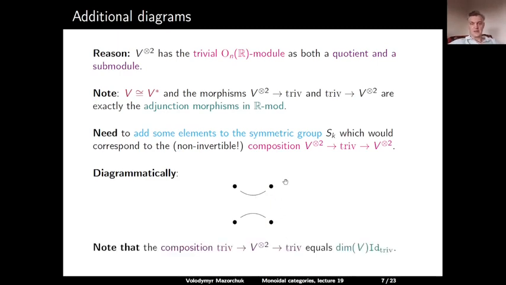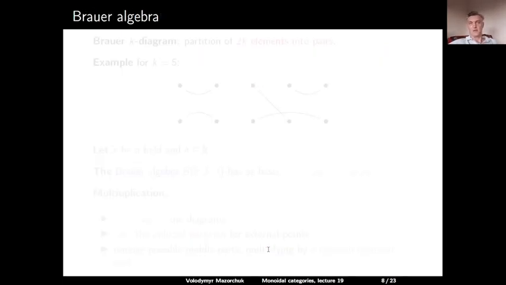It is also quite interesting to note that the other composition, if you go from the trivial module to V squared and then come back to the trivial module, then from the formulas of how adjunction morphisms in R-mod work, this composition equals the identity on the trivial module times the dimension of our vector space V. And this information we can use to define our new centralizer, which will be given by the so-called Brauer algebra.